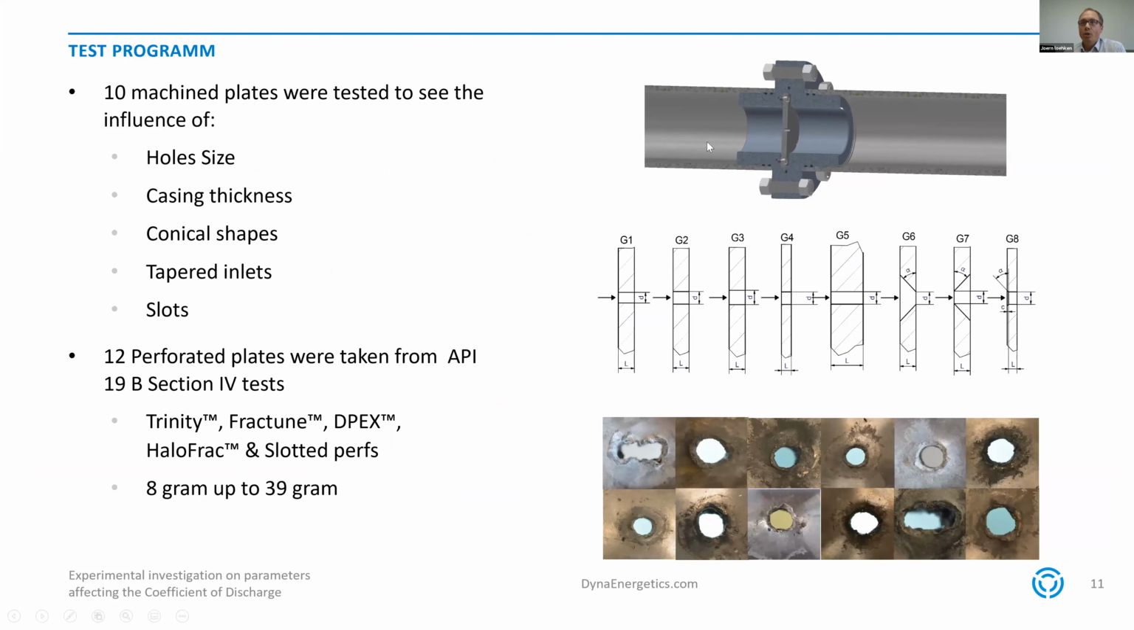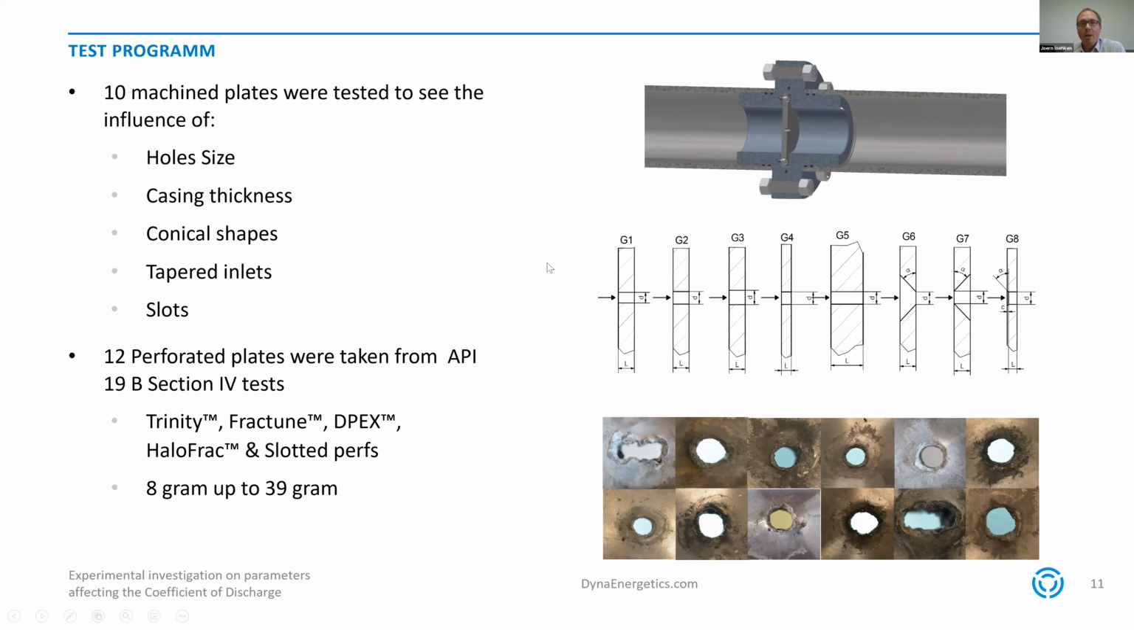This test cell, which we've used, is shown here. And you can see here the casing plate. To calibrate the setup and to look at general dependencies, we first worked with machined plates of different hole sizes, of different casing thicknesses. We used plates with a conical hole and also with tapered inlets as well as slots.